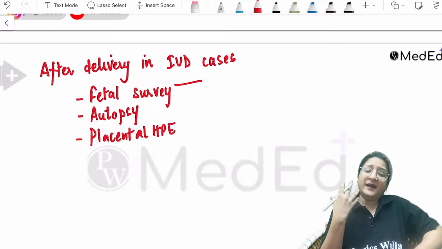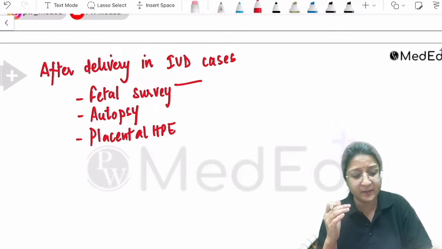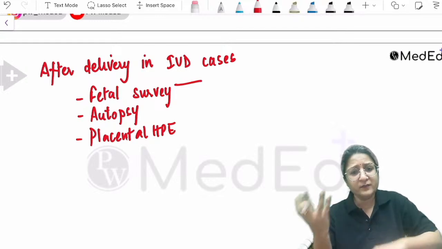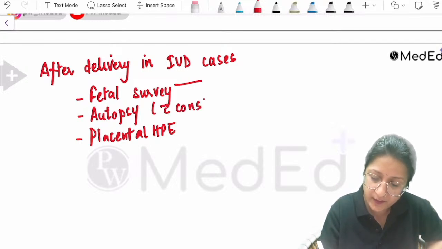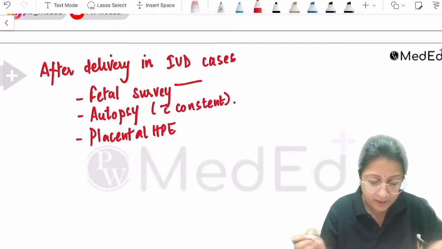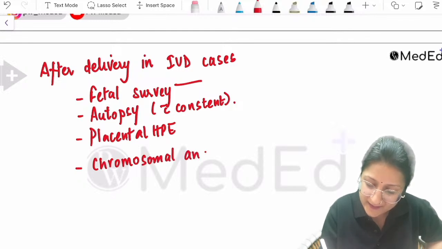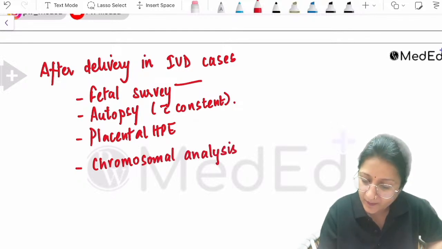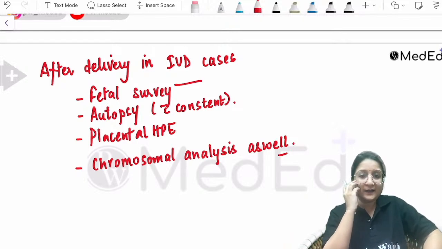Sometimes, of course, autopsy is a thing that needs consent from the parents, and autopsy may not be acceptable to all patients. So again, you have to take it with consent. And we have to do chromosomal analysis of the fetus also. Chromosomal analysis of the fetus as well. So that can be done after delivery in IUD cases. Okay, keep that in mind.